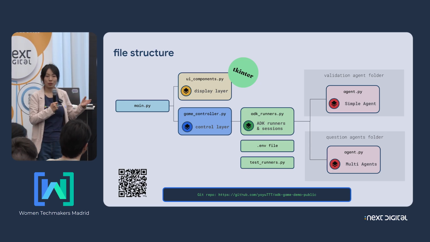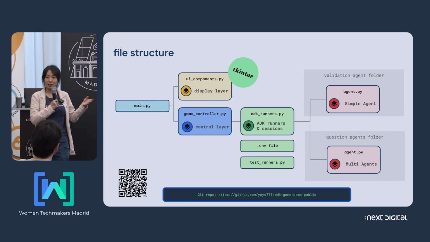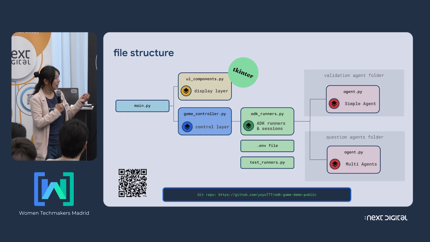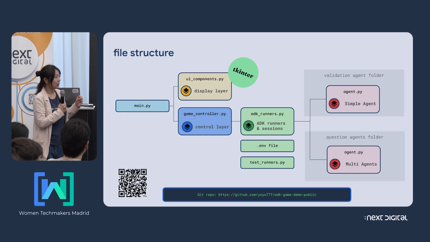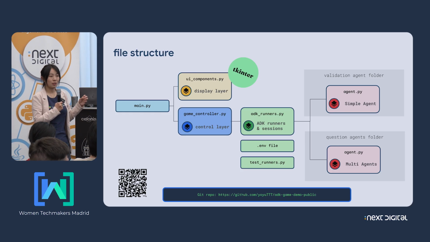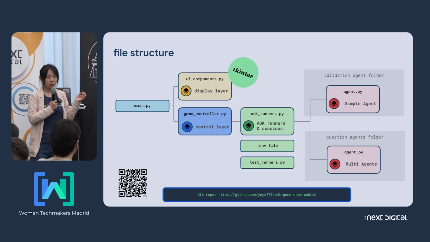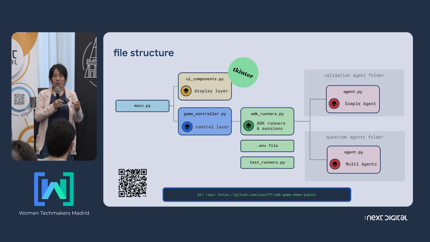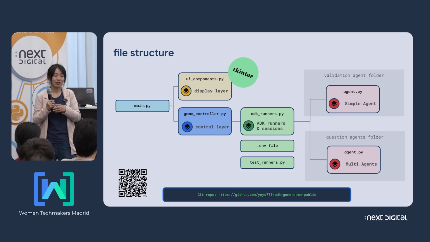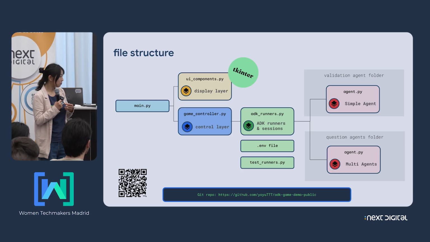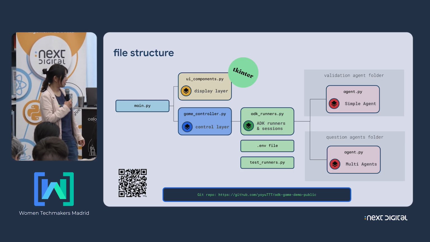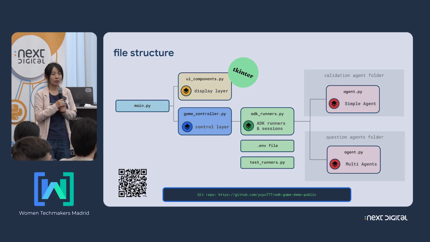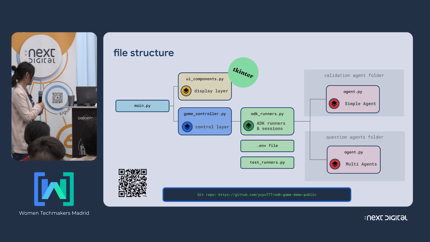It simply validates whether the user input is valid, whether it's a guessable word. And then we have the question agent, which uses a multi-agent structure. There's one agent specialized in asking questions, and another agent specialized in guessing the answers. If you scan the QR code, you can see the code behind this project.